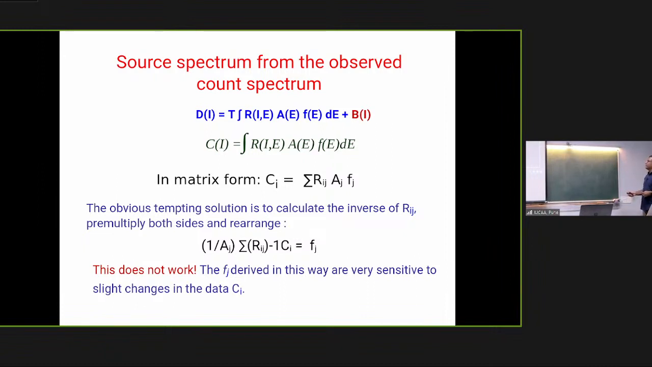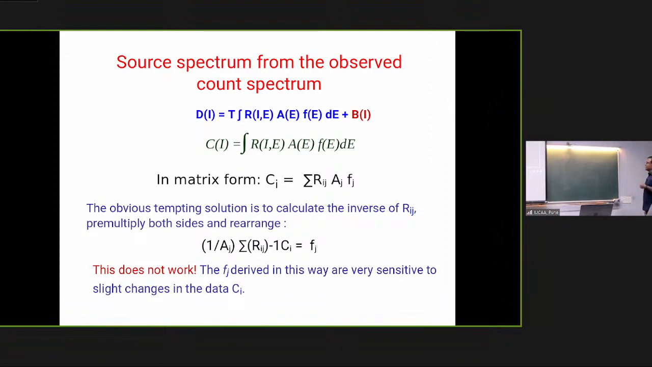So you can write this in a matrix form, because you can discretize the channel. The channel numbers are discrete numbers 1, 2, 3, 4, like this, not continuous. You can also define energy bins in a discrete fashion, and then write an equation in a matrix form like this. And then you may think, now to find out this quantity Fj, the energy flux in different channels, you may solve like this, get the inverse of this matrix and do that.